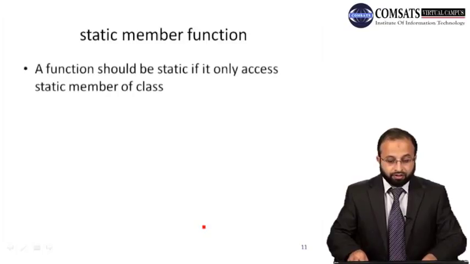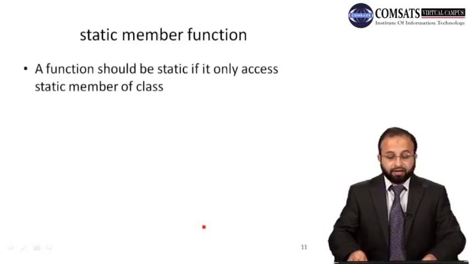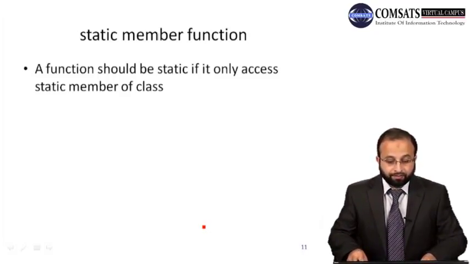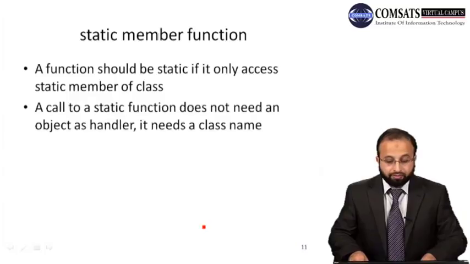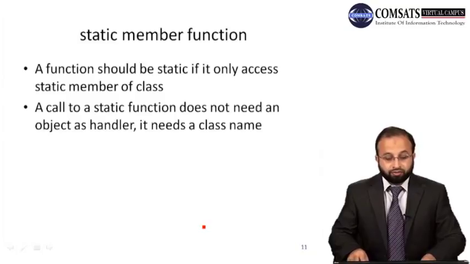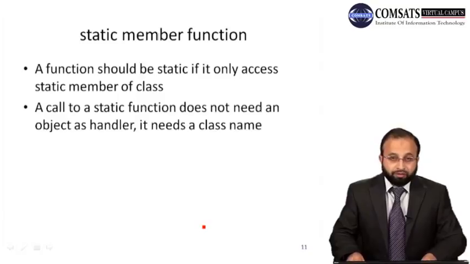So a function should be static if it only accesses static members of the class. A call to a static member function does not need an object as a handler, it needs a class name. So although you can also use an object with a static function, a static member function should not be able to access the private data member of the class, because usually you call a static member function with the class name. You write the class name Employee, then the scope resolution operator, then the get count function.